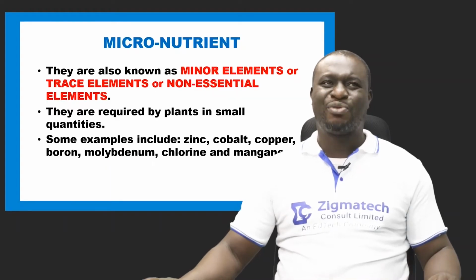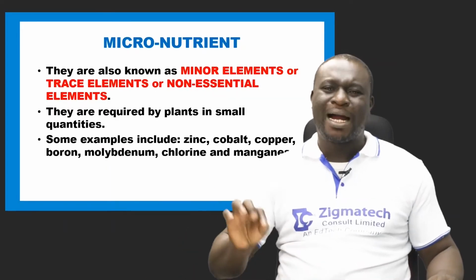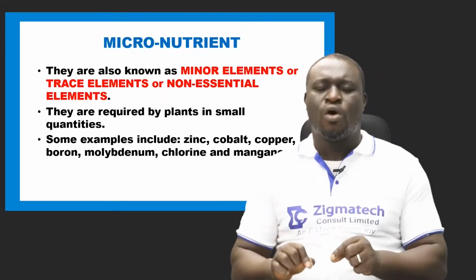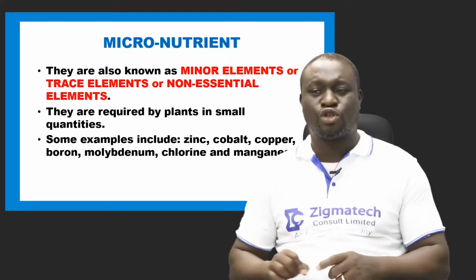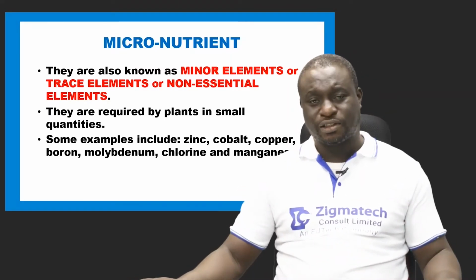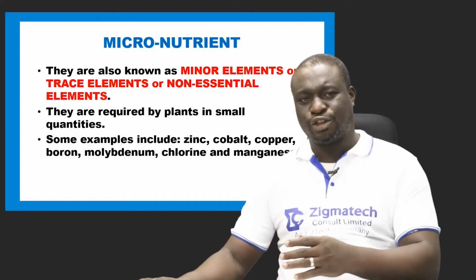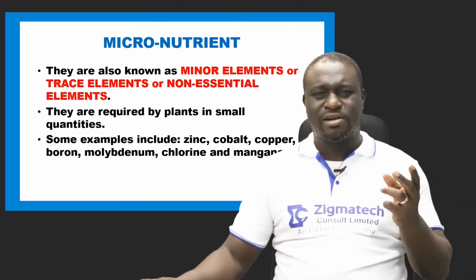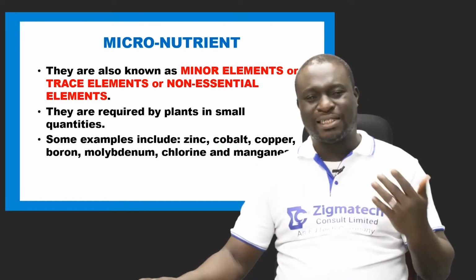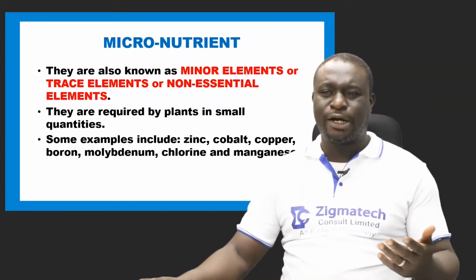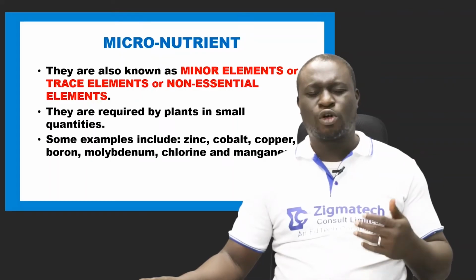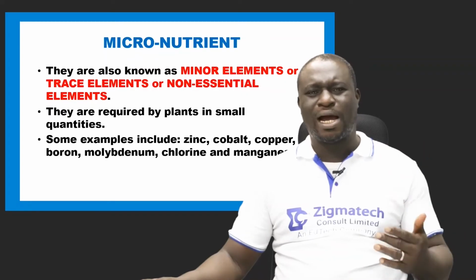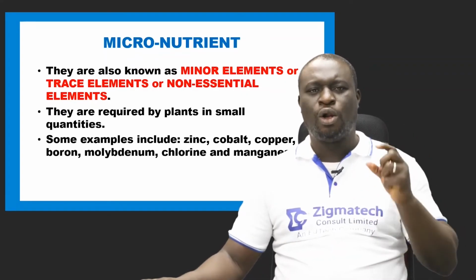And then we also have the micronutrients. They are also called trace elements or non-essential elements, or you can call them minor elements. The reason they are called non-essential is that they are not required by plants in large quantities, only in small quantities. Examples include boron, molybdenum, chlorine, cobalt, copper, manganese, and so on.